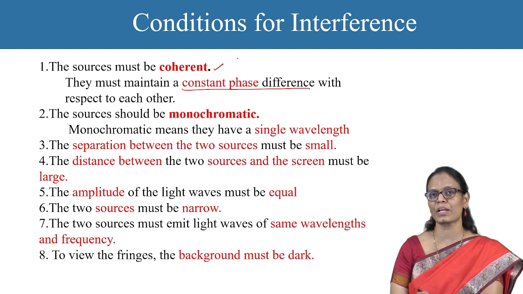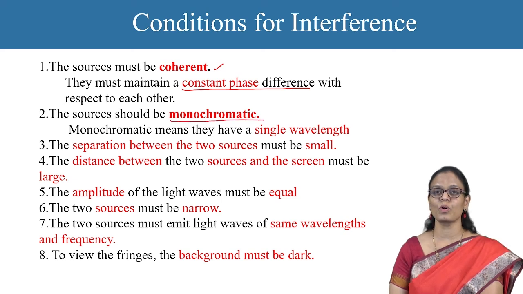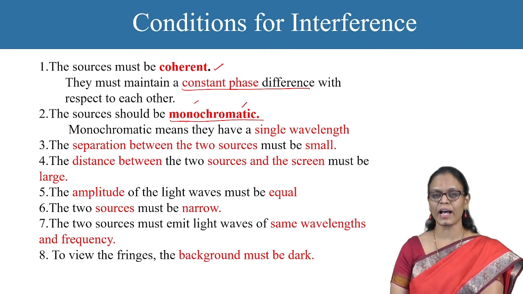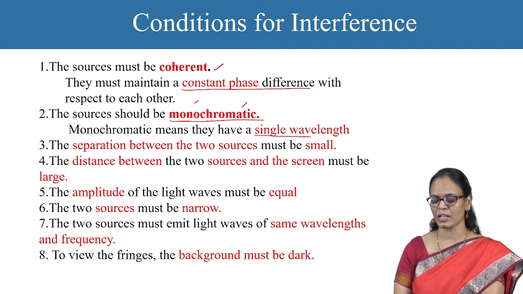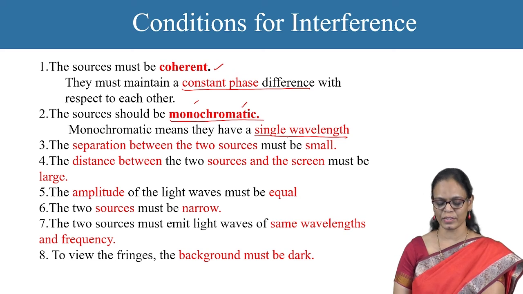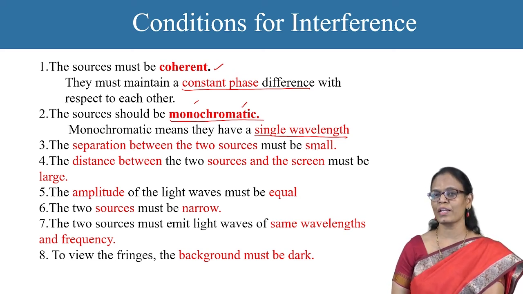The two sources that we are considering, S1 and S2, should be coherent sources. And the two sources also should be monochromatic. Mono means always single. Chromatic is representing the color. So light of single color will have a single wavelength. So they should be in phase and also they should have a single wavelength. Then the separation between the two sources must be very small.